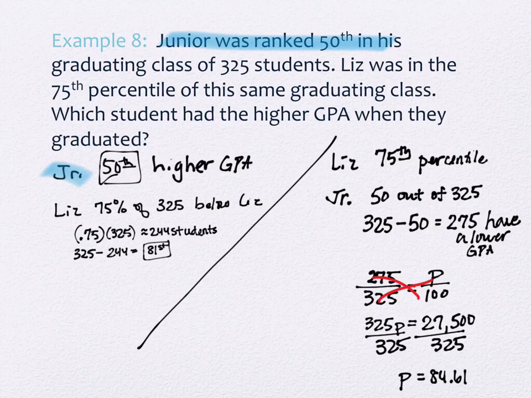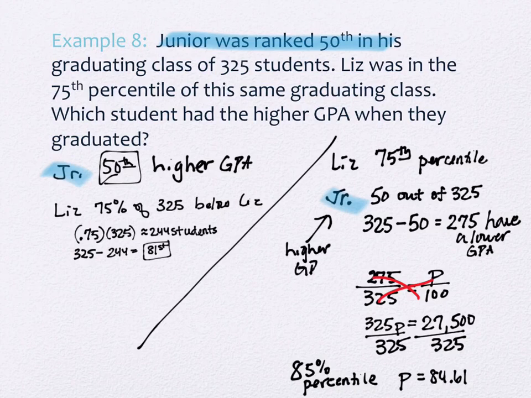Percentiles still have to be measured in a whole number value. That's how percentiles are always done. They don't do decimal point kind of things. So we'll use our normal rounding rules. So we would say 85th percentile. So he's in the 85th percentile, while she's in the 75th percentile. So the 85th percentile would be a higher value. So again, from this perspective, Junior has the higher GPA, because he has the higher percentile.